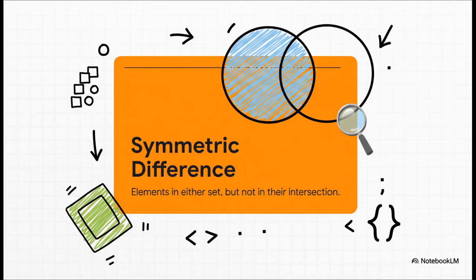Now for a concept that's a little more advanced, but really powerful, the symmetric difference. This one gives you all the elements that are in one set or the other, but, and this is the key part, not in both. It's kind of like taking the union of two sets and then just carving out their intersection.